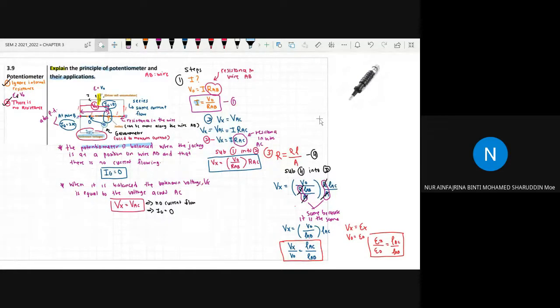So soalan Nabil adalah when galvanometer equals to 0, is the Vx equals to initial EMF? Dia bukan sama dengan initial EMF Nabil. Macam mana nak cakap kejap.